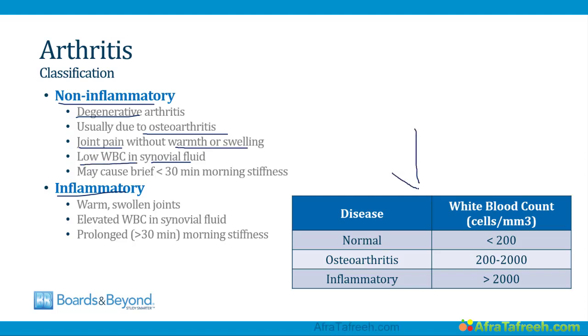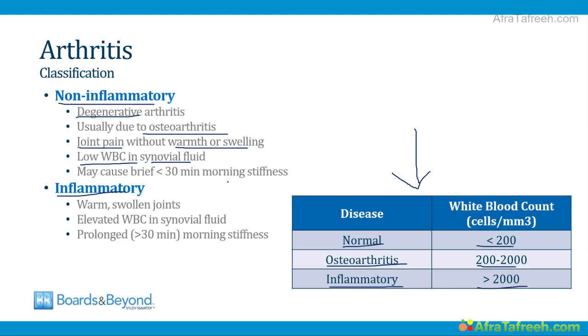If you look at this table I've placed on the screen here, normally the synovial fluid white blood cell count is less than 200. In patients with non-inflammatory arthritis like osteoarthritis, the white blood cell count is usually in the range of 200 to 2000, which is relatively low. And then in patients who have inflammatory arthritis, the white blood cell count gets very high, often over 2000.